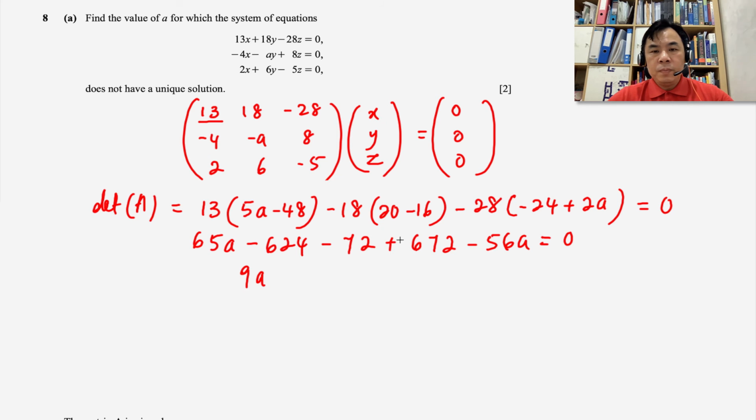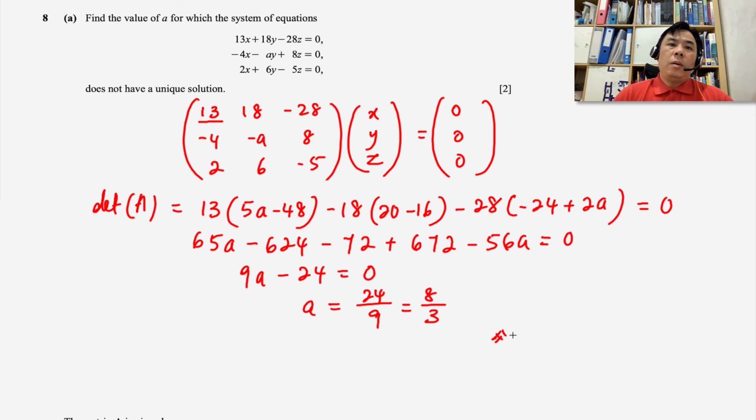624 here. Then that will be a positive. Okay, so eventually you get negative 24 equals 0. And then therefore a is equal to 24 over 9. That is typically 8 over 3. And then there you have it. For having an a equal to 8 over 3, the system of linear equations will not have a unique solution then. All right, so I hope that's clear. We're going to move on to the second question shortly.